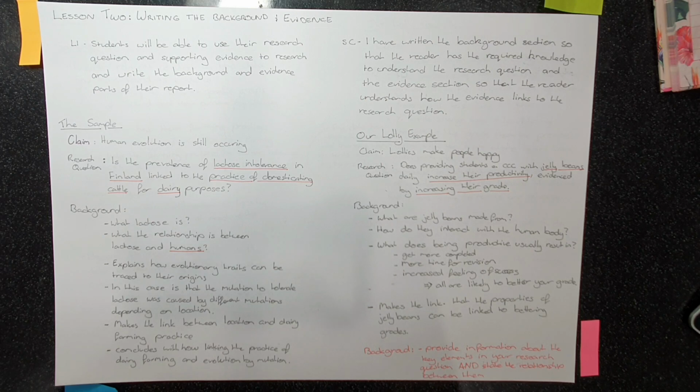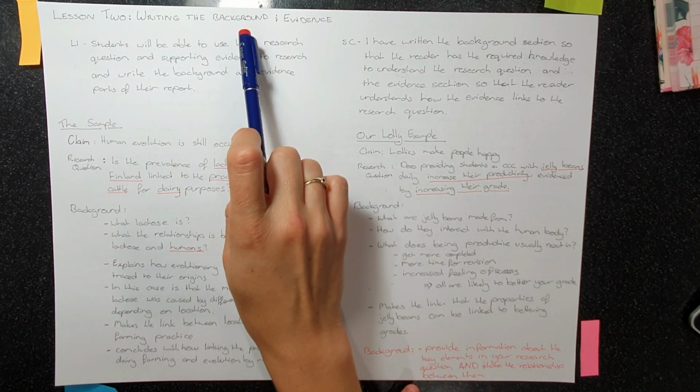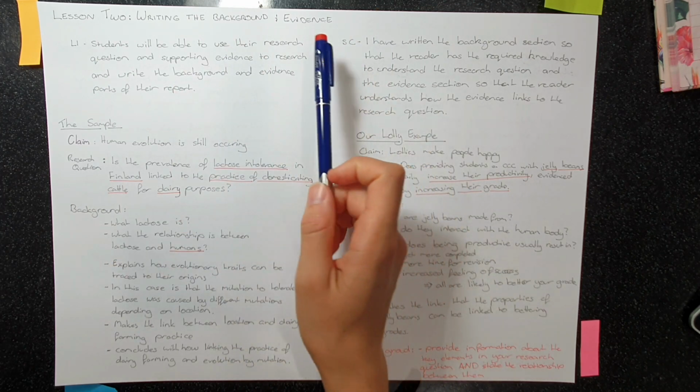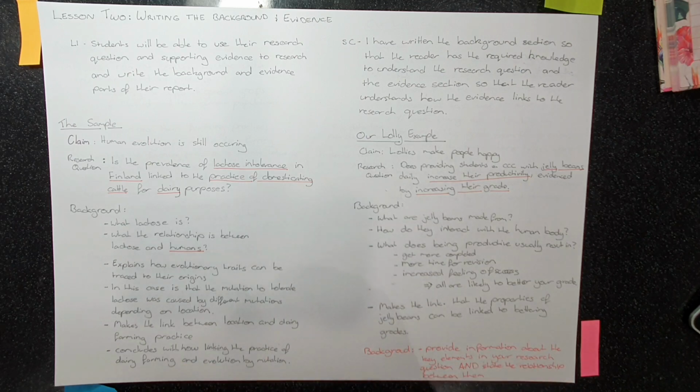So today what we're going to look at is two particular parts. We're going to look at writing the background, which comes straight after your rationale, and then writing about the evidence. So two key parts to cover today.